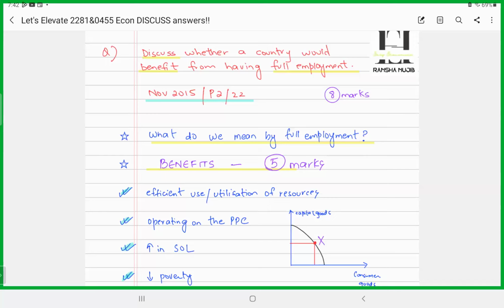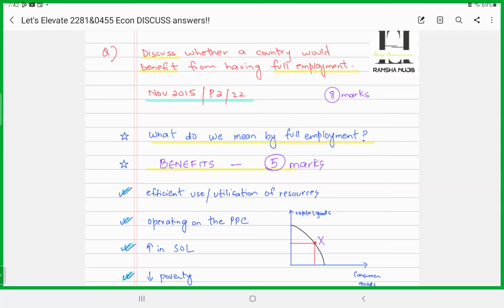All right. Slowly, yet surely, inshallah, by the end of this series, I'm sure all of my learners will be able to ace their discuss questions. All right. Now, give a good thought. First, we'll begin our answer by explaining what we mean by full employment.